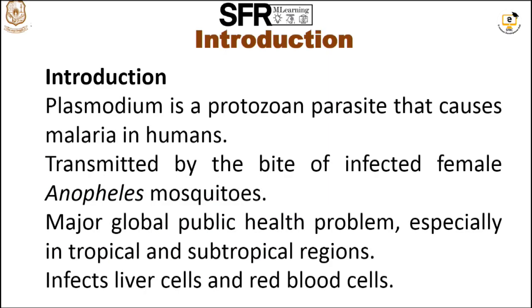Introduction. Plasmodium is a protozoan parasite that causes malaria in humans. It is transmitted through the bite of an infected female Anopheles mosquito. Malaria remains a major public health problem, particularly in tropical and subtropical regions of the world. The parasite primarily infects liver cells and red blood cells in humans.